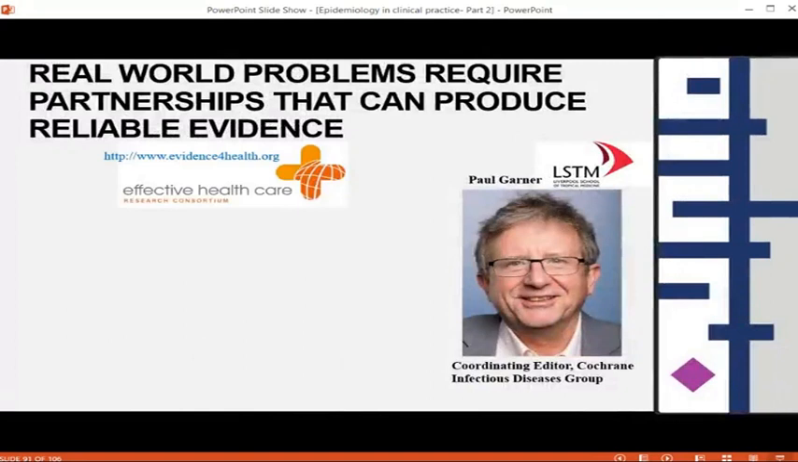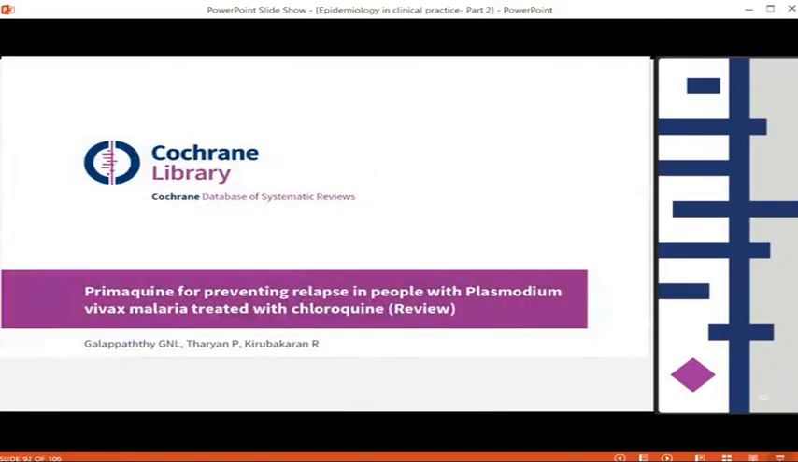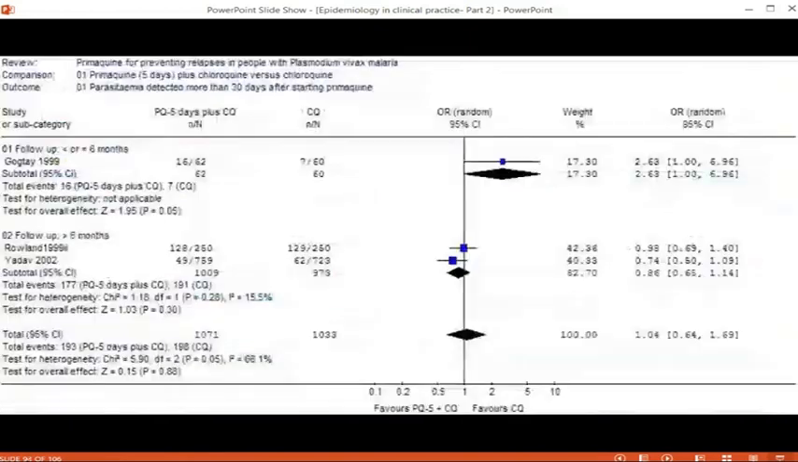So she got into this partnership with the Cochrane Group. We were part of this effort, and we asked this in the form of a systematic review question, which was published: Primaquine for preventing relapse in people with Plasmodium vivax malaria treated with chloroquine. And one of the comparisons we were looking at is 5 days versus 14 days of primaquine. And this is the result from a forest plot of trials.